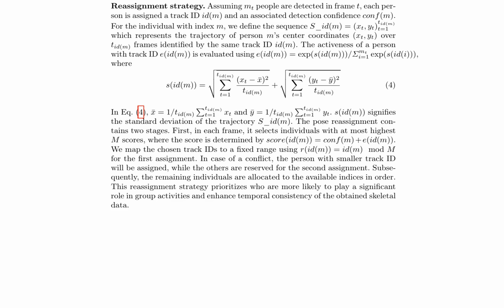In case of conflicts, the person with a smaller track ID is assigned, while others are reserved for the second assignment. The remaining individuals are allocated to available indices in order, prioritizing those who are more likely to play a significant role in group activities and enhancing temporal consistency of the obtained skeletal data.